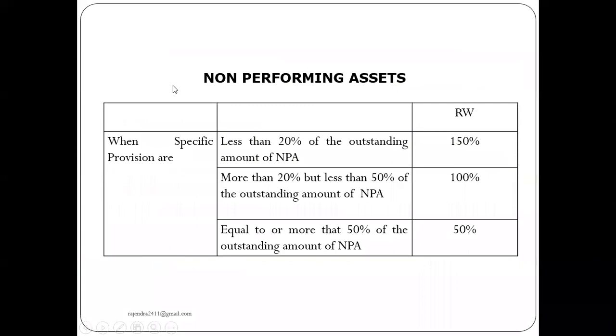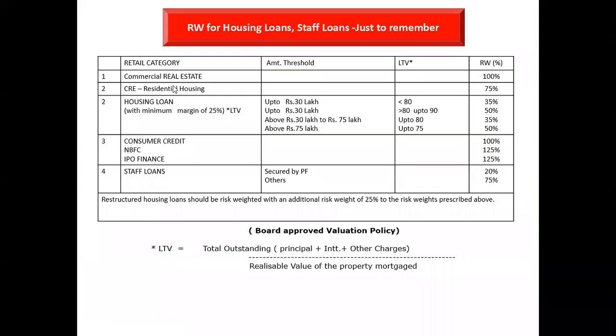Now commercial real estate: 100% risk weight. Commercial real estate is different. Commercial housing is different. Suppose in a big complex there is a commercial mall and residential property also. That is called commercial housing, residential housing. Risk weight is 75%.